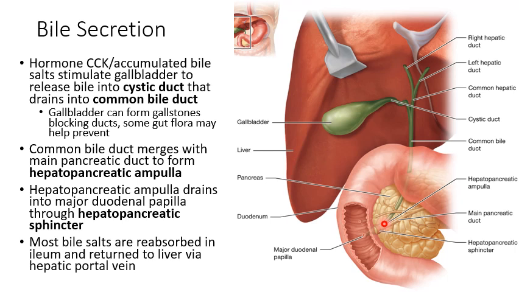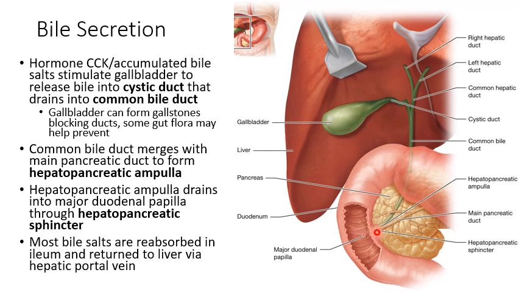Just before it's about to enter the small intestine, you have the common bile duct merging with the main pancreatic duct from the pancreas to form the hepatopancreatic ampulla, which has a little sphincter around it, the hepatopancreatic sphincter of smooth muscle. So that's the last opportunity to control how bile and digestive enzymes from the pancreas are entering the small intestine.